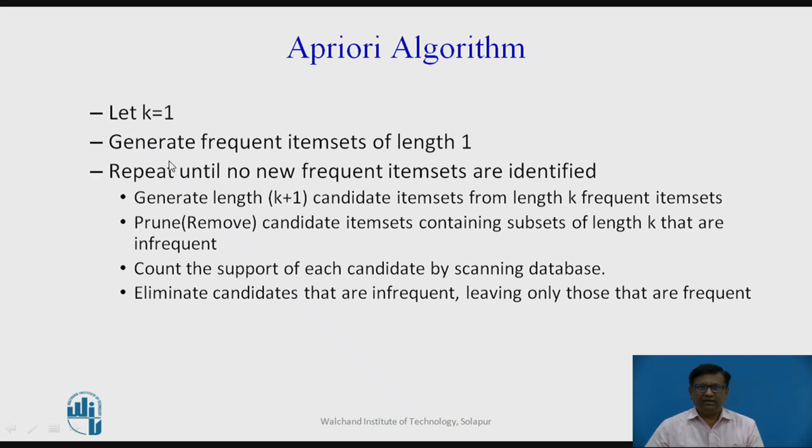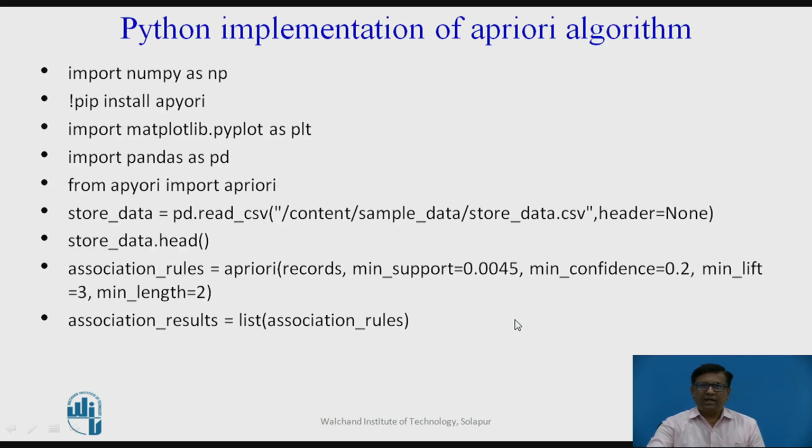Let k equal to 1, then generate frequent item sets of length 1 first, then repeat up to k plus 1. Generate length k plus 1 candidates and prune them, and count the support of each candidate by scanning the database and eliminate infrequent candidates. This way the apriori algorithm is made.